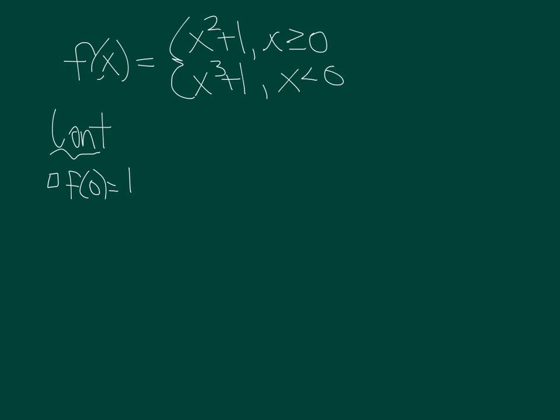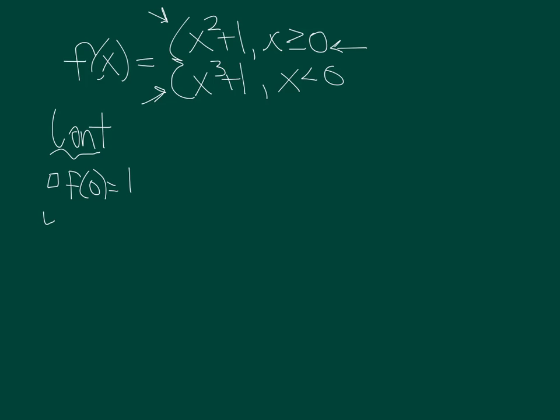Now why am I only considering 0? Well, because when we look at this first piece of the piecewise, we see it's a quadratic, and we know quadratics are continuous within their domain. This is x cubed. Cubics are also continuous within their domain. The point of concern is where the two meet at 0. Is it continuous and differentiable at 0?